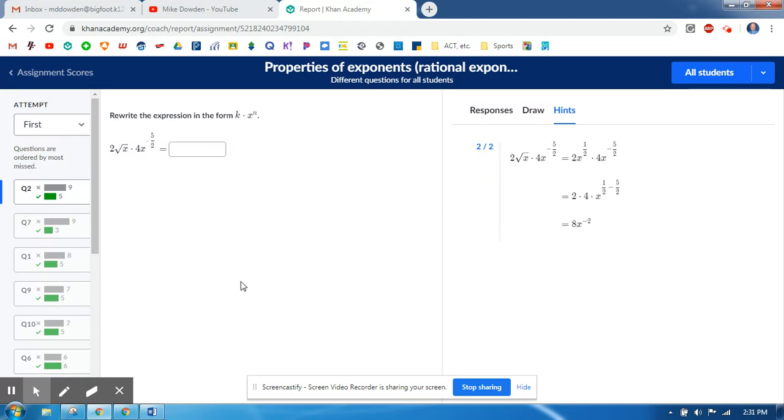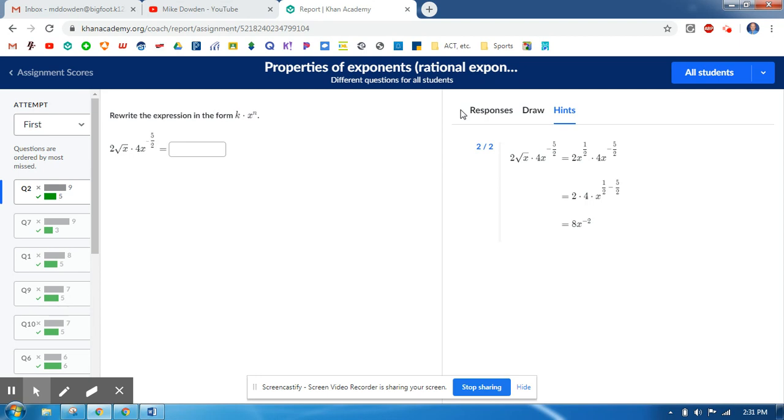Properties of exponents, rational exponents seems to be an issue for some people. So I'm just trying to give you a couple hints. I'm not going to do all 15 problems. Feel free to ask me other questions if you have other ones. I'll make more videos or whatnot. But I'm hoping to do enough that it will help you along the way.